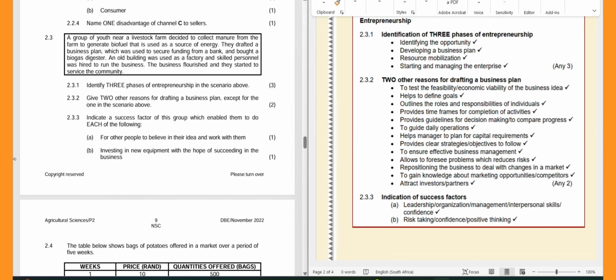2.3.3, indicate a success factor of this group which enabled them to do each of the following. A. For other people to believe in their idea and work with them. B. Investing in new equipment with the hope of succeeding in the business. Right, so they want the indication of success factors, right? For other people to believe in their idea and work with them.